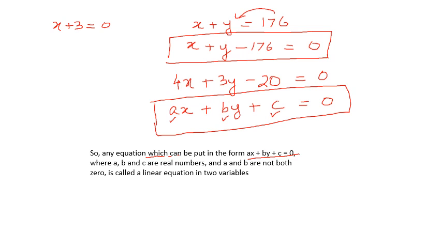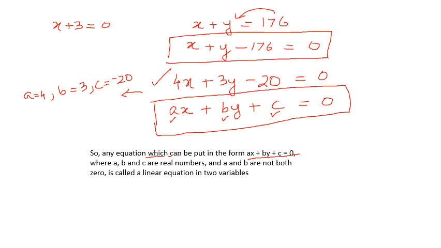In this equation, we have a equal to 4, b equal to 3, c equal to minus 20. They are all real numbers. If they are real numbers, and a and b are both not 0, it is called a linear equation in two variables.